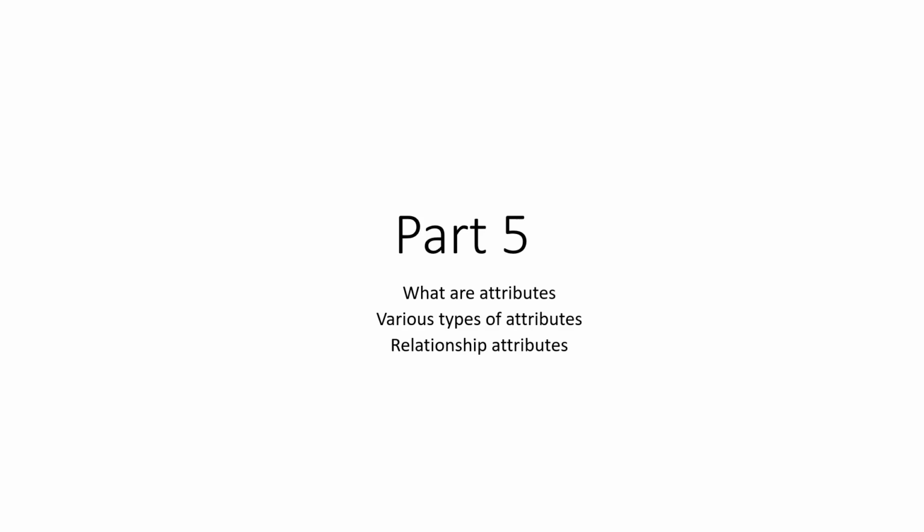Hello and welcome back to part 5. This time the topic is attributes. What are they? What kind of types do we have? Not the string boolean type, but other types. We'll get to that. And what are relationship attributes?